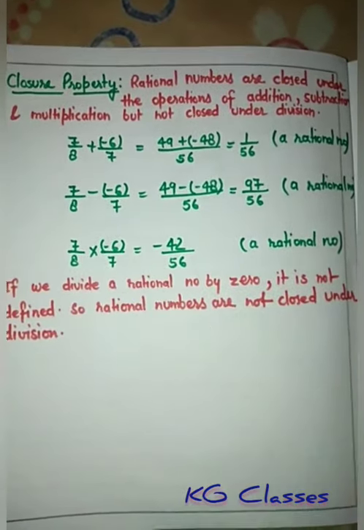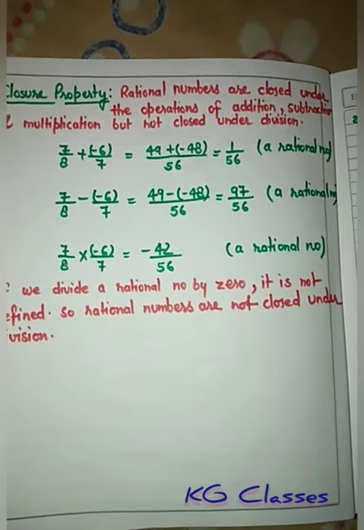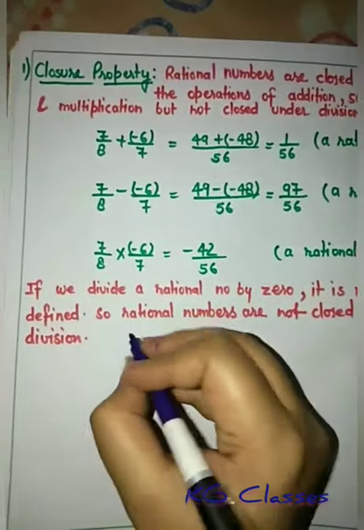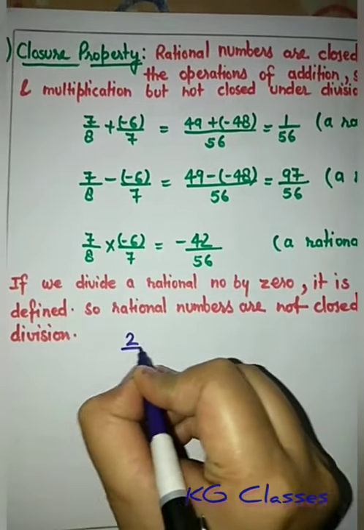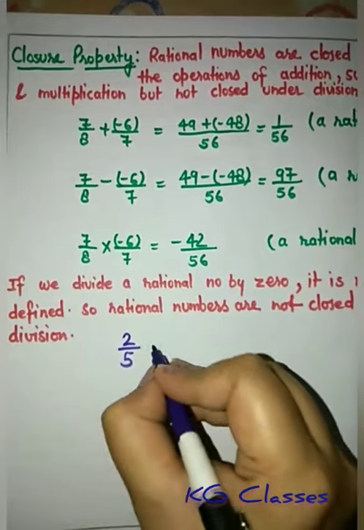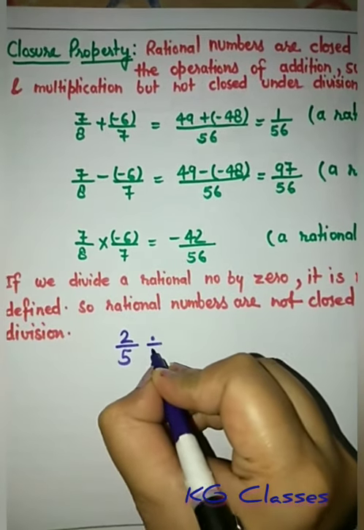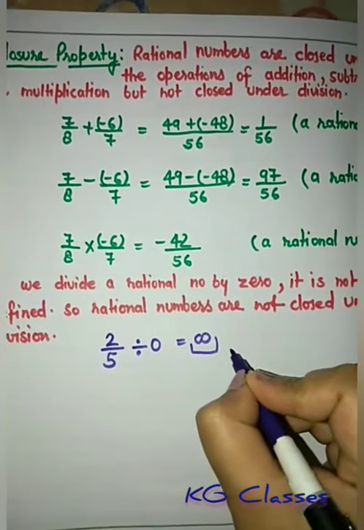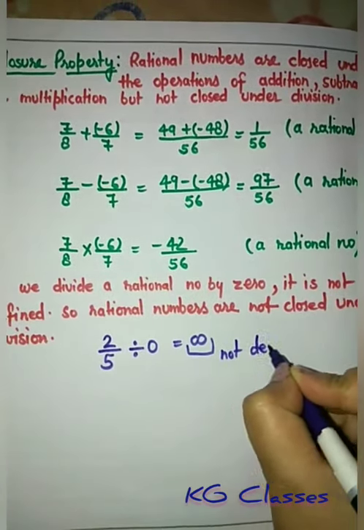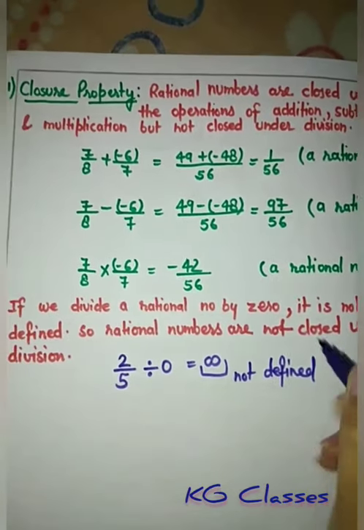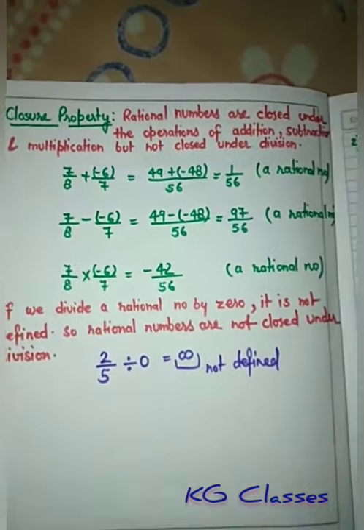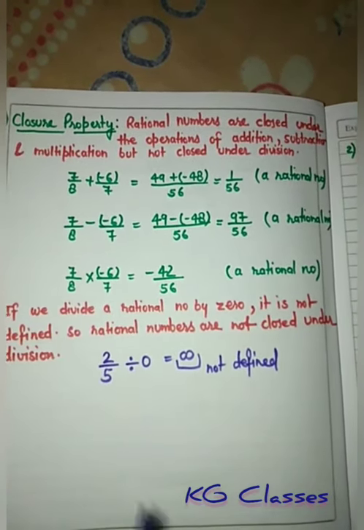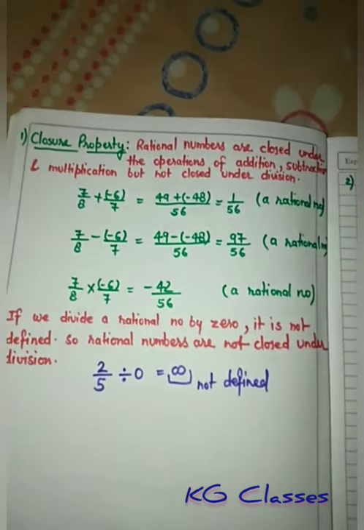Rational numbers are closed under addition, subtraction and multiplication, but not closed under division. So I'll explain it here. If we have a rational number 2/5, if we divide it by 0, then what will we get? Infinity, and infinity is not defined. Correct? So it is clear that rational numbers are closed under addition, multiplication and subtraction, but not in division.